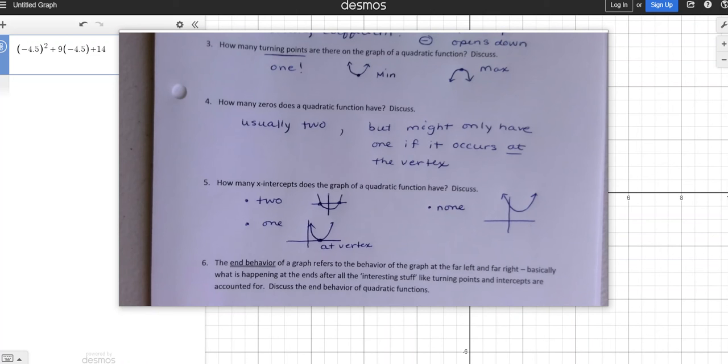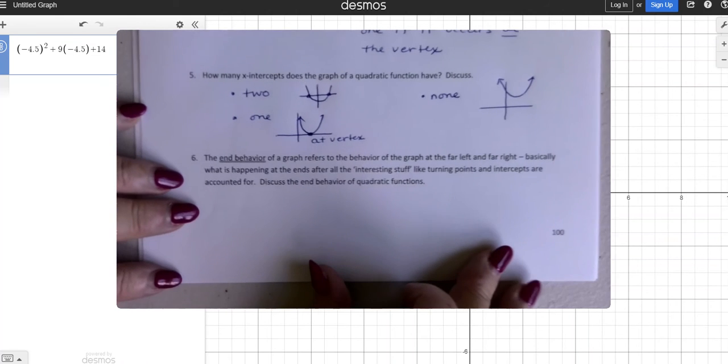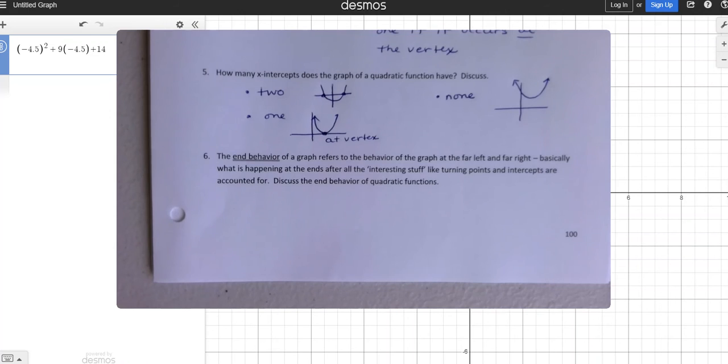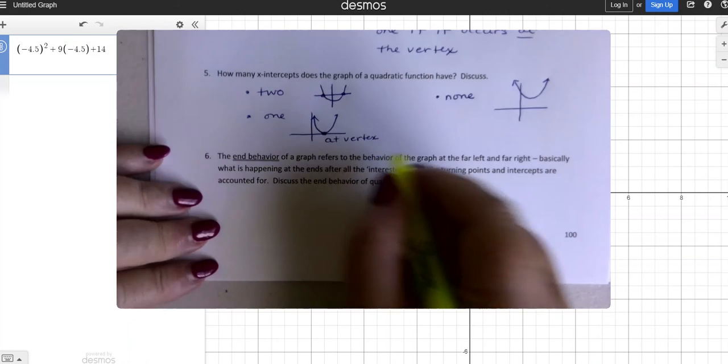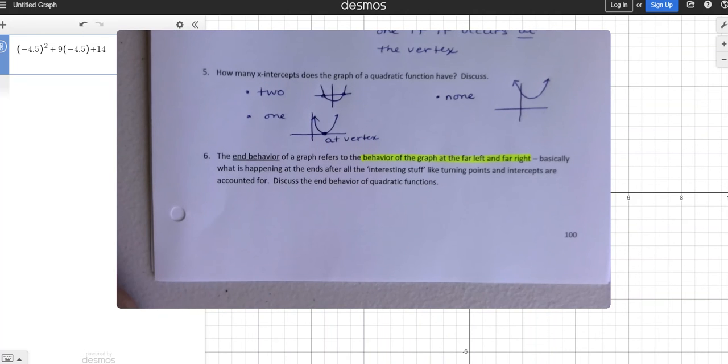All right, we have one more kind of a new idea to talk about. I don't think we've talked about this yet. I want to talk a little bit about the end behavior of the graph. The end behavior of a graph refers to how the graph behaves at the far left and far right. Basically, what's happening at the ends after all the interesting stuff like the vertex or turning points or intercepts are kind of all done and accounted for. So let's talk about the end behavior of quadratic functions.